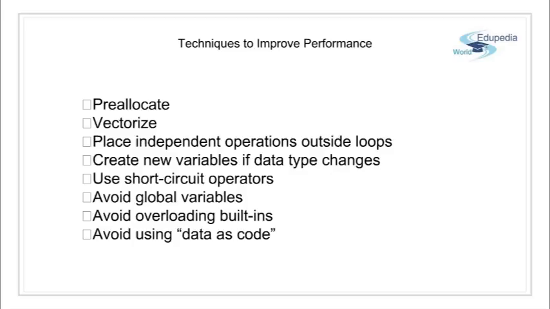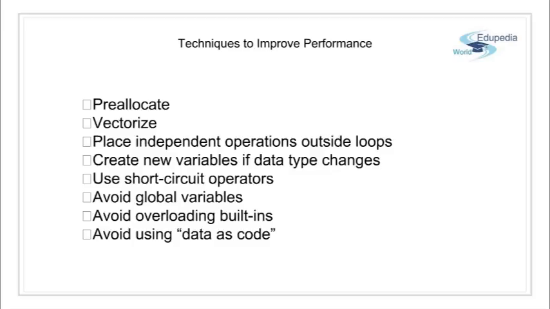Sixth is to avoid global variables. Global variables are a big no-no. Minimizing the use of global variables is a very good programming practice, and global variables are known to slow and decrease performance of the code. This is known among all the languages.